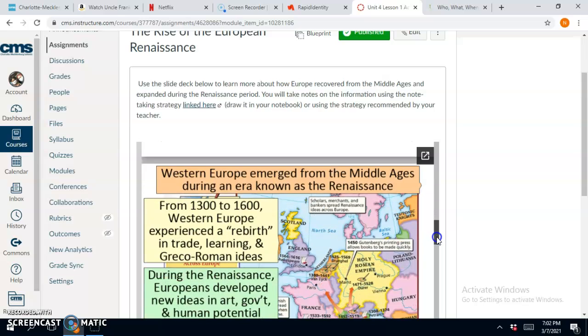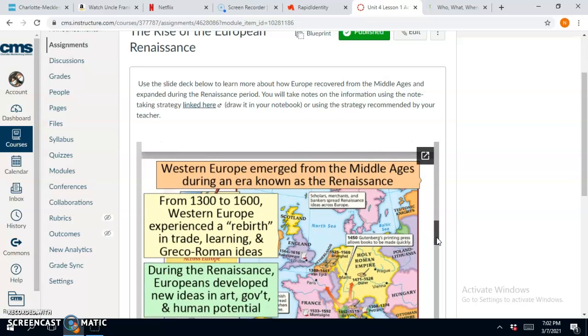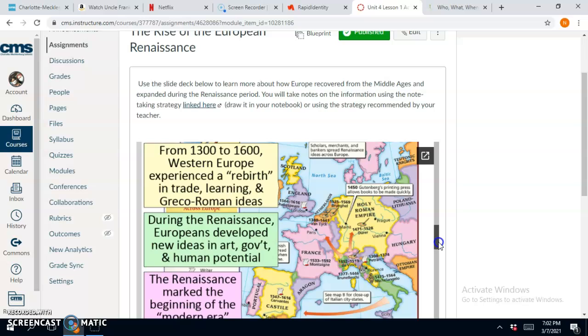And now you're going to learn the information. So, Western Europe emerged from the Middle Ages during an era known as the Renaissance. The dates you need to keep in mind are 1300 to 1600. You might see that different somewhere else, but the main gist is 1300 to 1600, and learning that it means rebirth in trade and learning and Greco-Roman ideas. And it makes sense. Again, these are the after effects of the bubonic plague and the Crusades. So what's next?